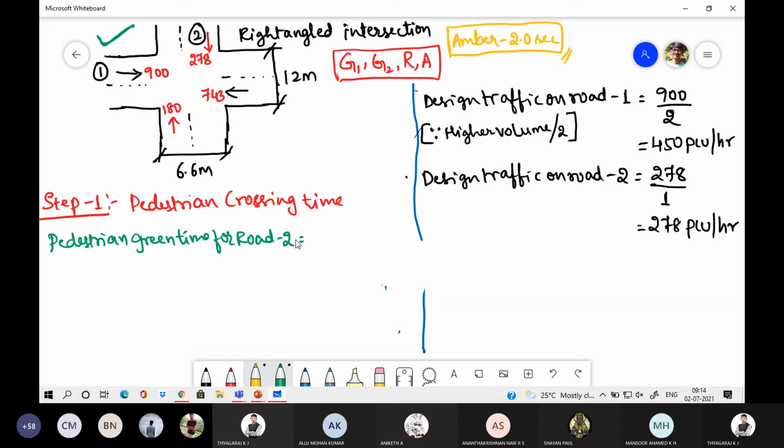Observe carefully. Pedestrian green time for road 2 means when it will be green time for road 2? How much distance they have to travel for road 2? They have to travel 12 meter. So 12 divided by 1.2 plus 7.0. Wait a minute.